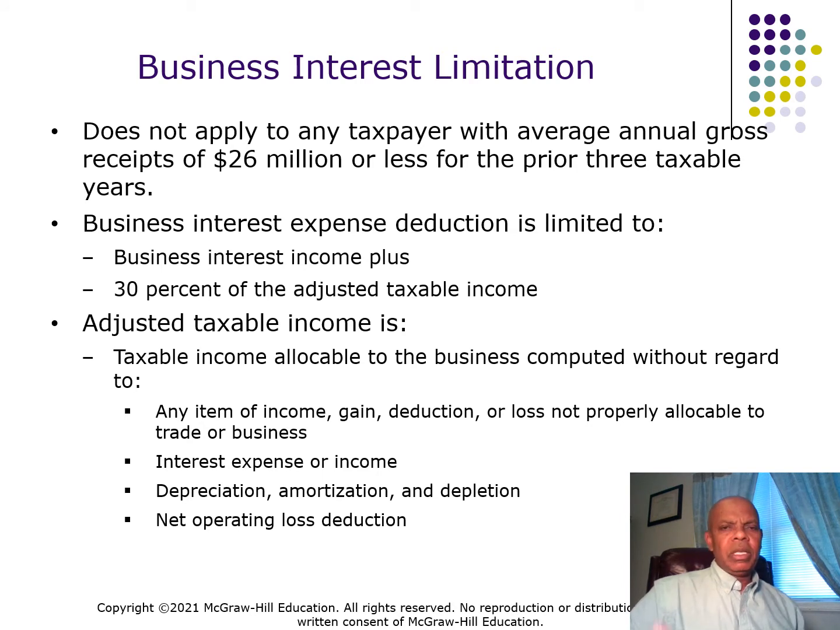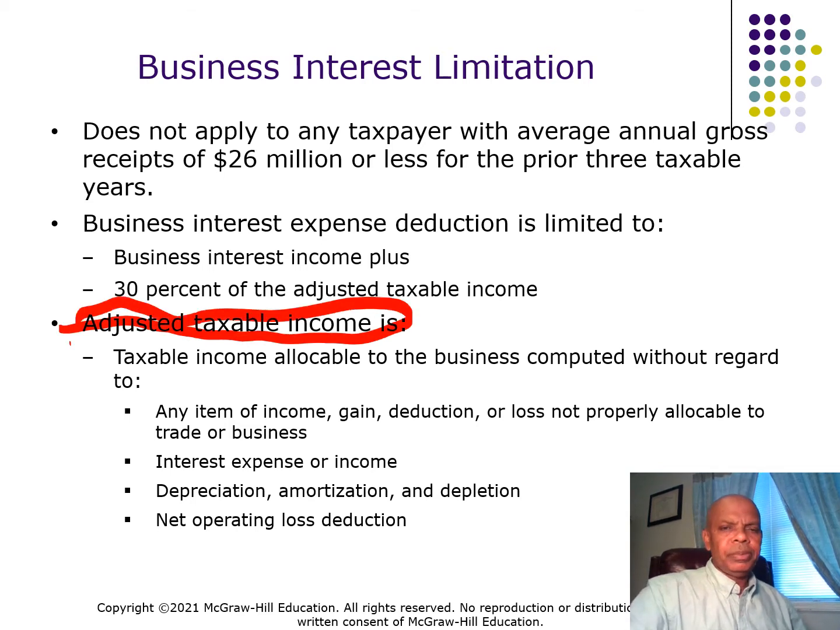Adjusted taxable income is the taxable income allocable to the business, computed without regard to any item of income, gain, deduction, or loss not properly allocable to a trade or business. You remove that if you have any of those. Then you have interest expense or income. You remove that as well. That's how you get adjusted taxable income.